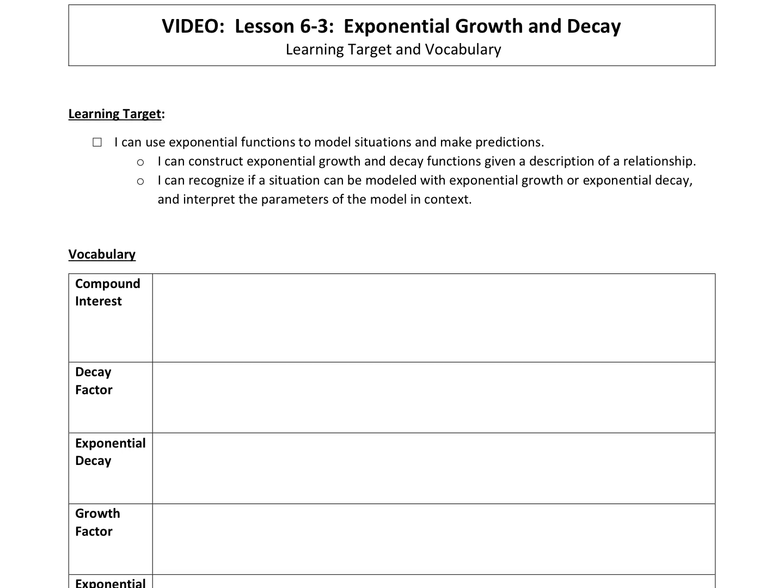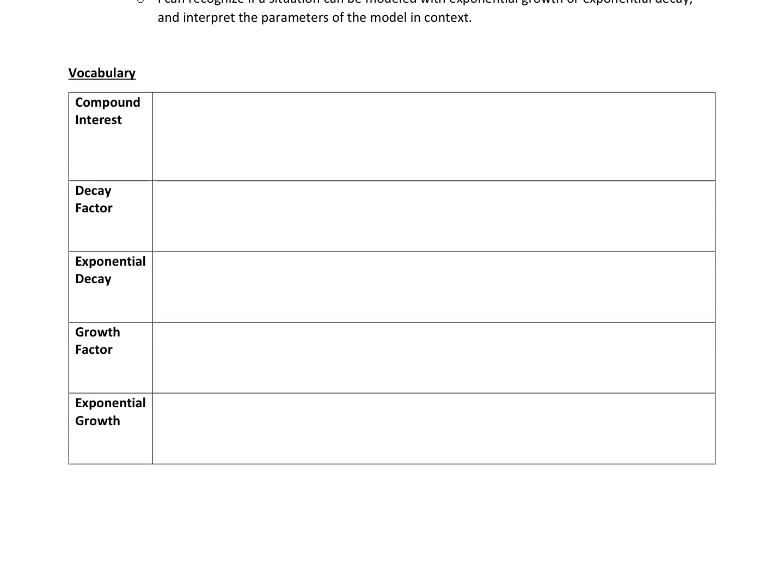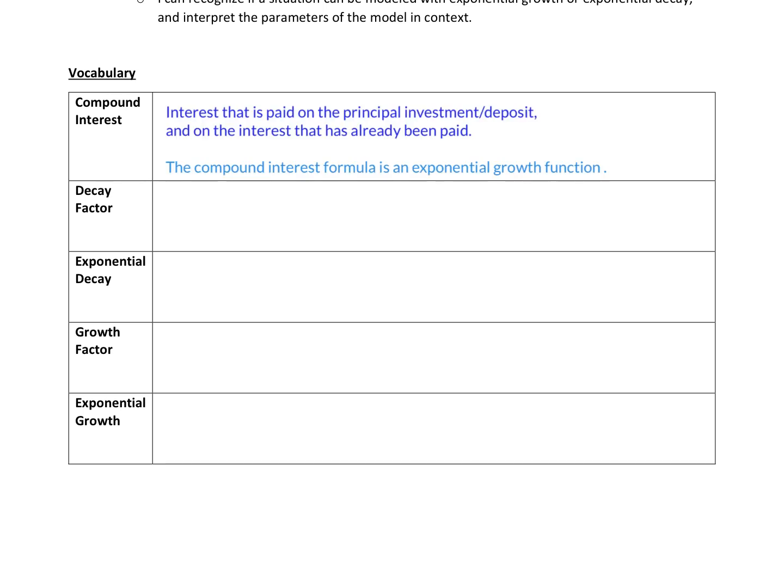All right, so you can see we have some vocab to put in our notes, so let's get started on that. First, we have compound interest. That is interest that is paid on the principal investment or deposit and on the interest that has already been paid. The compound interest formula is an exponential growth function. So the formula itself is going to be a video later in this lesson, but that's what compound interest is.